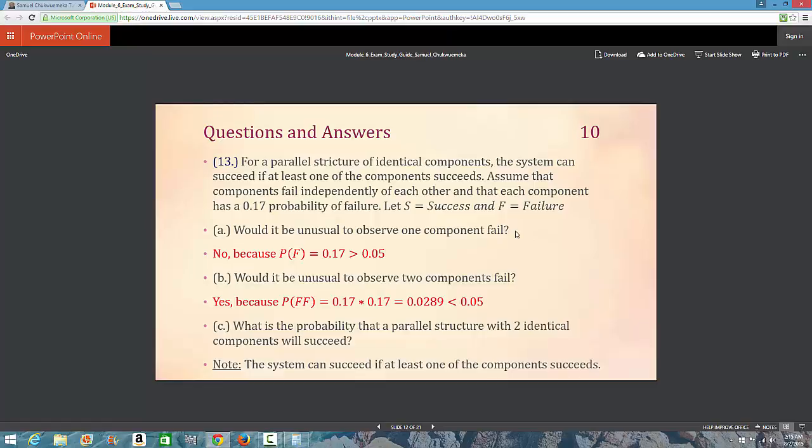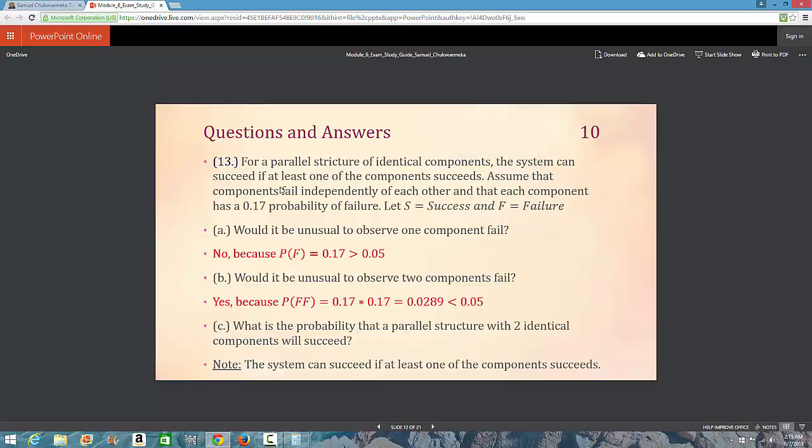Question 13. For a parallel structure of identical components, the system can succeed if at least one of the components succeeds. Typo, I'm sorry, I'm going to fix it. See that? If at least one of the components succeeds, then the system will succeed. So at least one could succeed, or both of them could succeed.